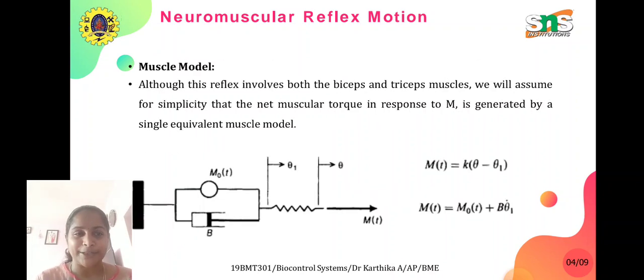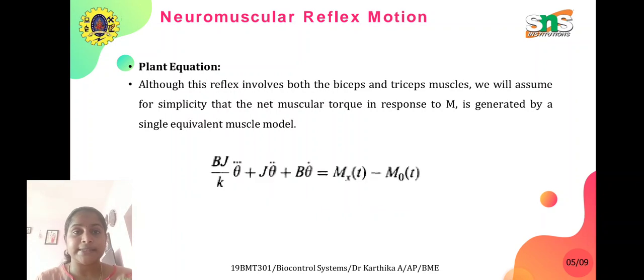Coming to the muscle model, although the reflex involves both the biceps and triceps muscles, we will assume for simplicity that the net muscular torque in response to M is generated by a single equivalent muscle model. See the single equivalent muscle model here. The net muscular torque in response to M is m0 of t. Here we have B elements for the muscle model, with theta and theta 1, and the output is m of t. Here m of t is equal to K of theta minus theta 1, and m of t is equal to m0 of t plus B theta 1 dot.